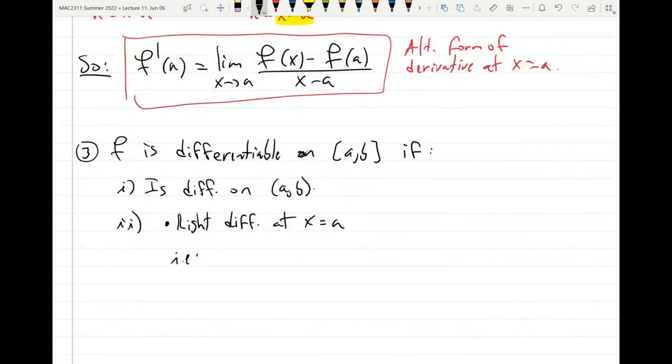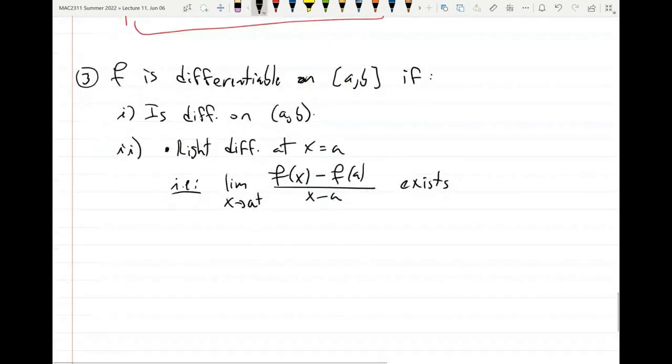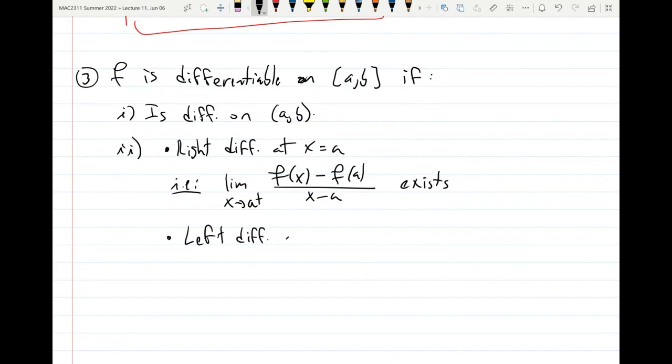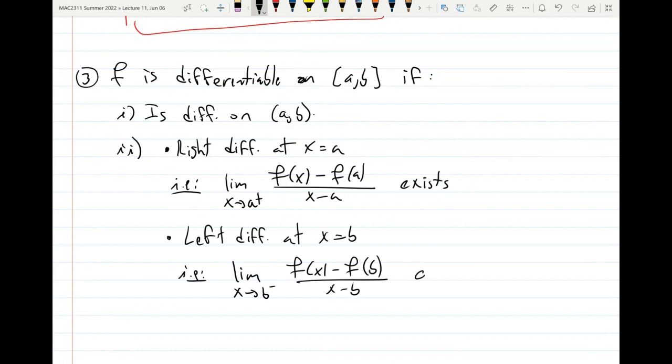So i.e. the limit as x approaches a from the right of f of x minus f of a over x minus a exists. That's right differentiability. And it is left differentiable at b, i.e. the left limit exists.